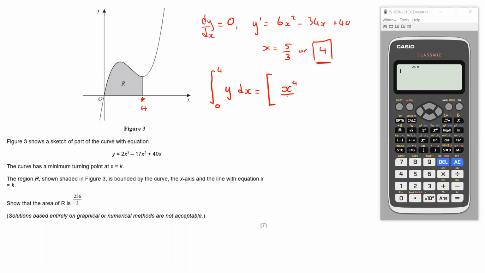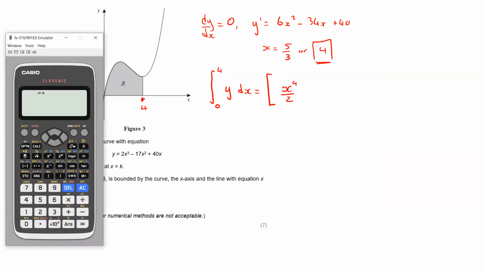So it's x to the 4 over 2. Just move the calculator right over here for now. This one, adding 2 to that becomes 3. So I've got a minus 17 over 3 x cubed. And then plus x has become squared, so it's going to become 20x. So there's a big thing. They've made you do integration and differentiation in the same question. Be very, very careful. And then on here, I can put this in my calculator.